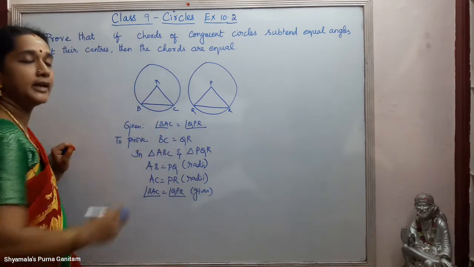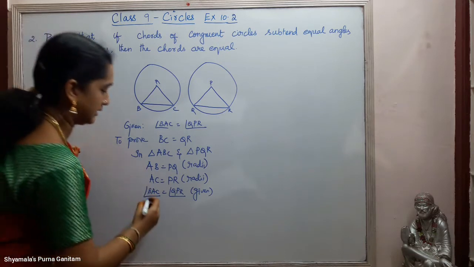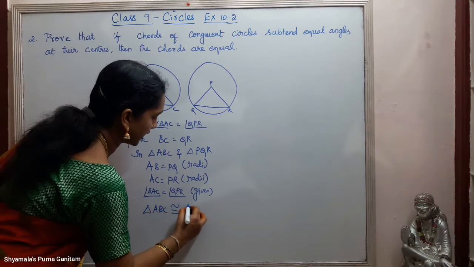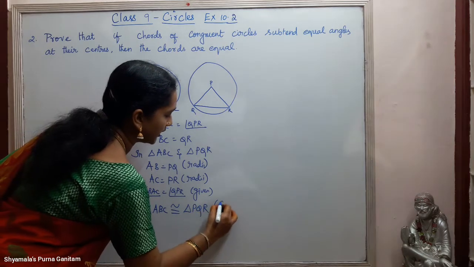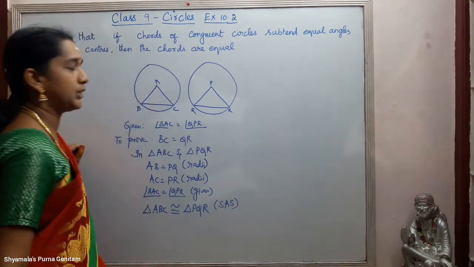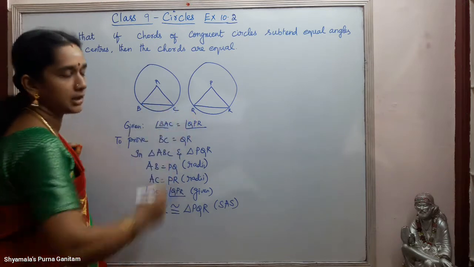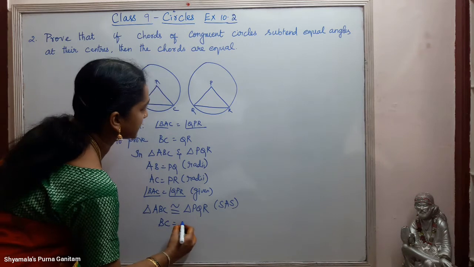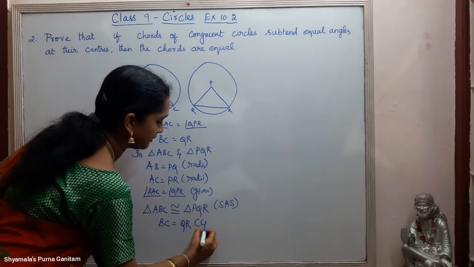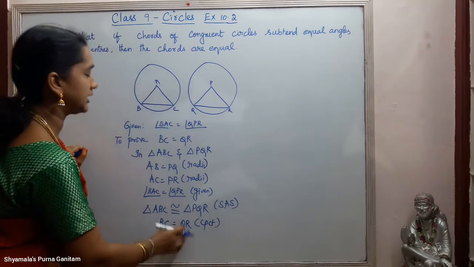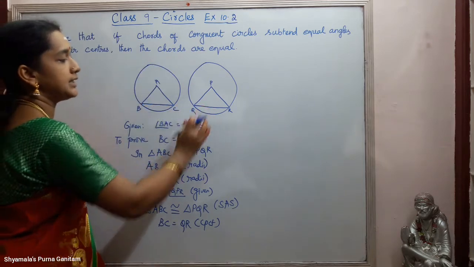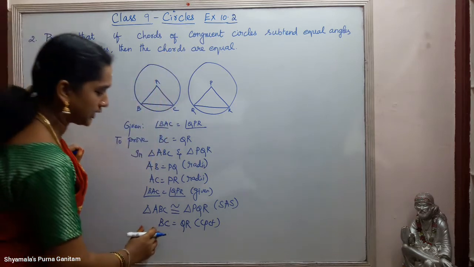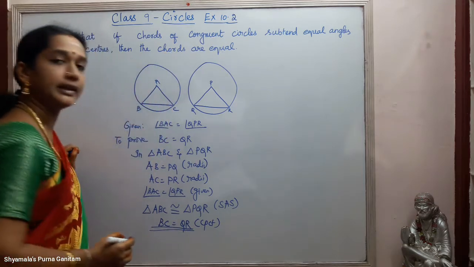So by SAS, triangle ABC is congruent to triangle PQR by SAS congruence. We are asked to prove that BC is equal to QR. By CPCT, we can say that BC is equal to QR. BC and QR are the chords. So we are asked to prove that the chords are equal, and we have proved that the chords are equal.